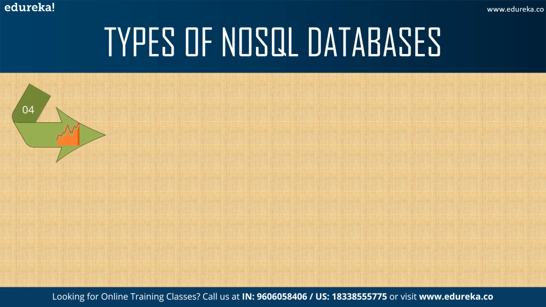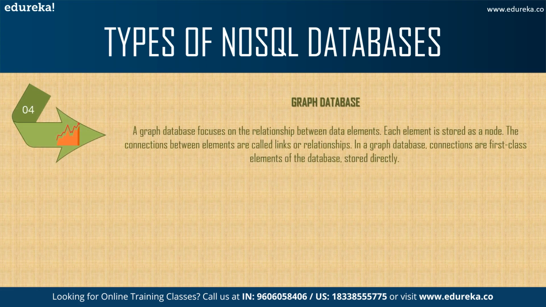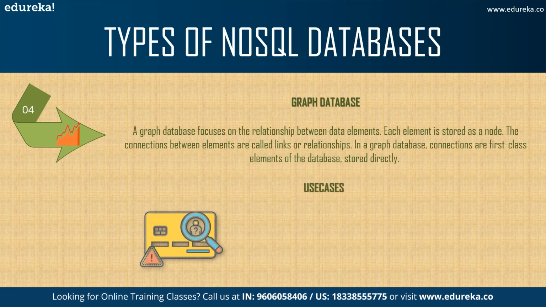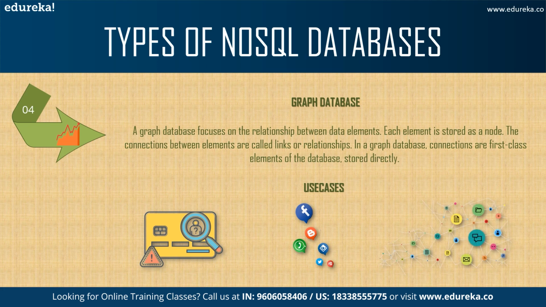Finally, we have the graph database. A graph database focuses on relationships between data elements. Each element is stored as a node. The connections between elements are called links or relationships. In a graph database, connections are first-class elements of the database, stored directly. The use cases here include fraud detection, social networks, and even knowledge graphs.